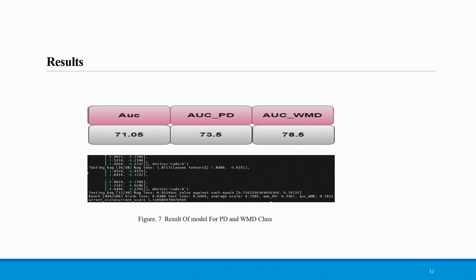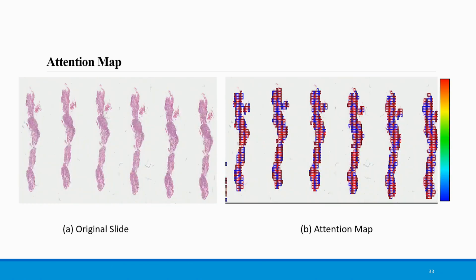And for the individual classes, we got 73.5 AUC for the PD class, and for the WMD class we got 78.5 AUC.